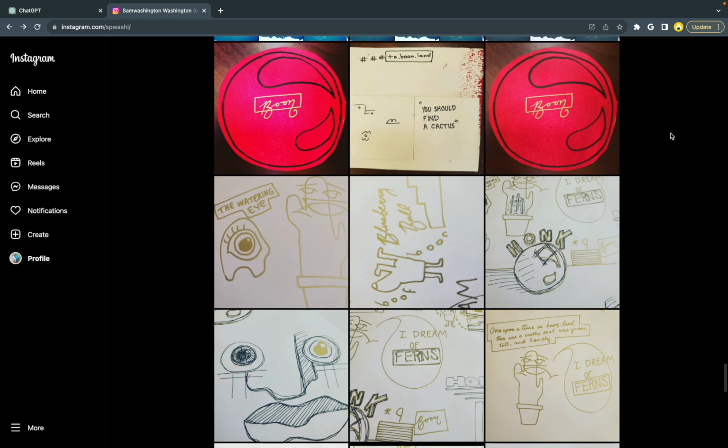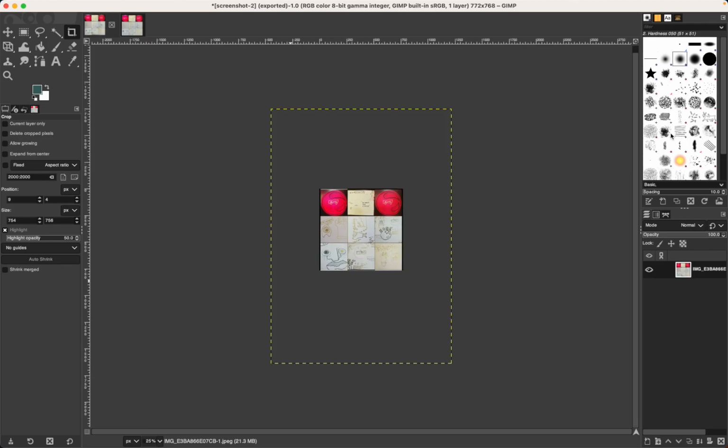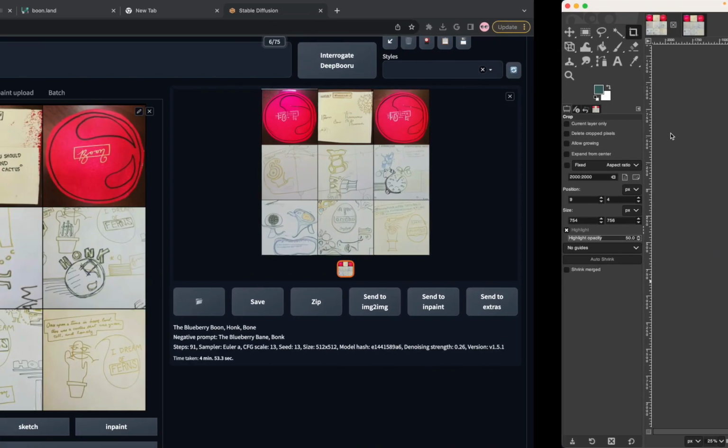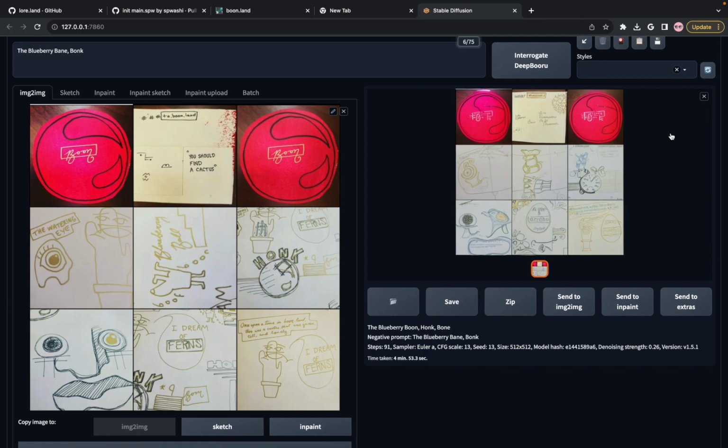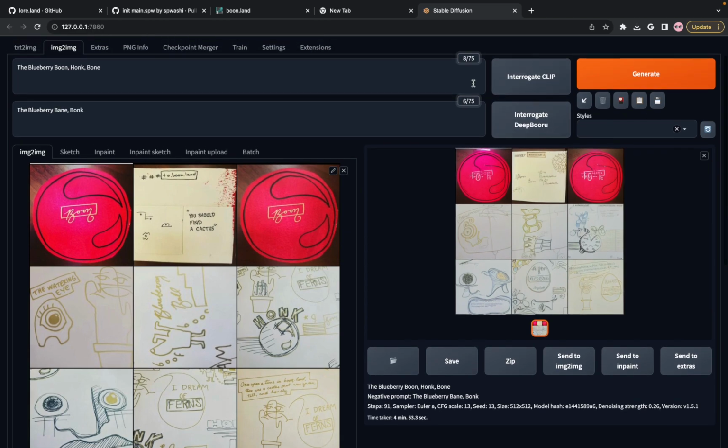I took a screenshot of this frame with my iPad and then cropped it so that it would be a square. Then I put that into Stable Diffusion. On the left, you see what I uploaded, and on the right, you see what Stable Diffusion came up with. As the positive and negative prompts, I have, respectively, the positive prompt is the blueberry boon honk bone. You can see that in this first text box. And the negative prompt is the blueberry bane bonk.